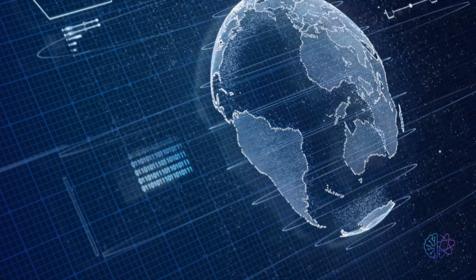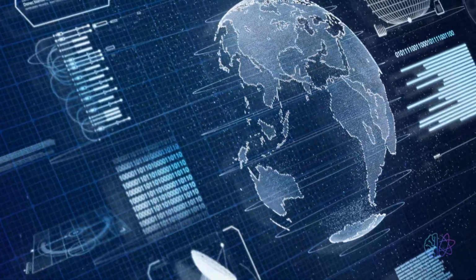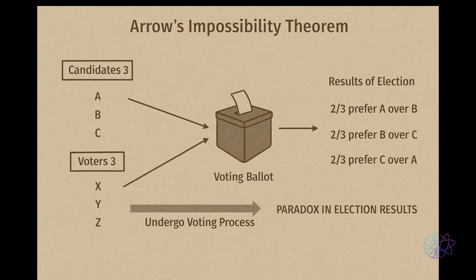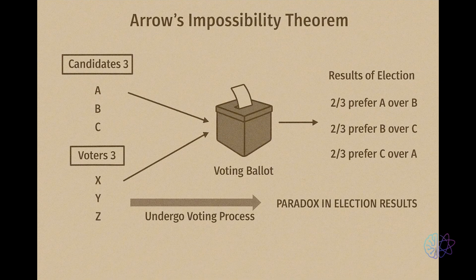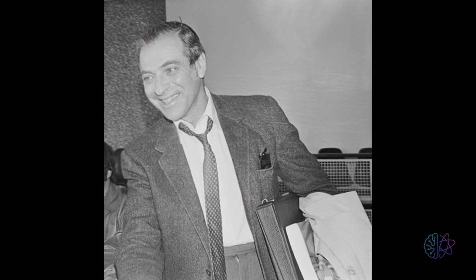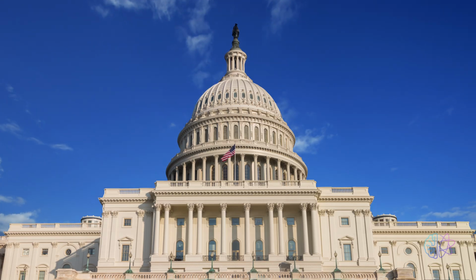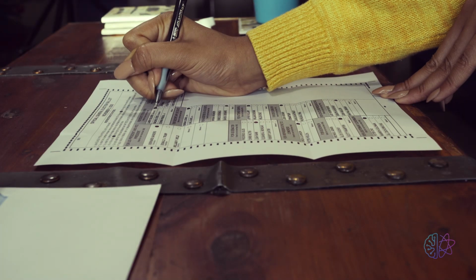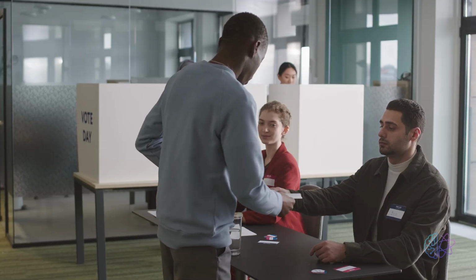This isn't just a quirk. It's a deep mathematical truth about group decision-making. And it's one of the reasons why Arrow's Impossibility Theorem shakes the foundation of democratic theory. Kenneth Arrow, at just 25 years old, set out to find the perfect voting system. But what he discovered was devastating. It doesn't exist. Arrow defined a set of reasonable conditions every fair voting system should meet.